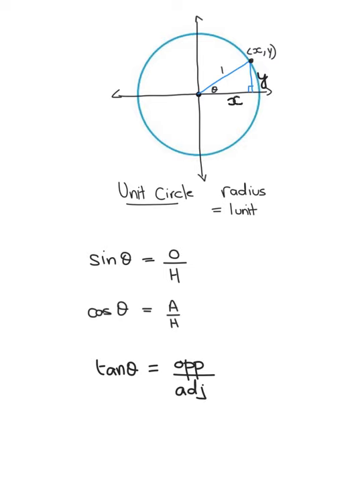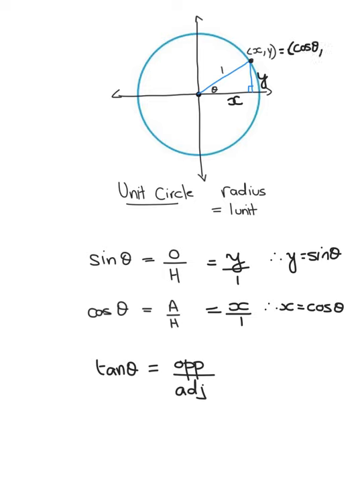So if we're doing sine theta equals opposite over hypotenuse, well, the opposite is now actually y. The hypotenuse is 1, so therefore y equals sine theta. Now very similarly, the cos of theta equals adjacent over hypotenuse. The adjacent is x, the hypotenuse is 1, so therefore x equals cos theta. So now instead of writing x, y, I'm going to write that as cos theta and sine theta.